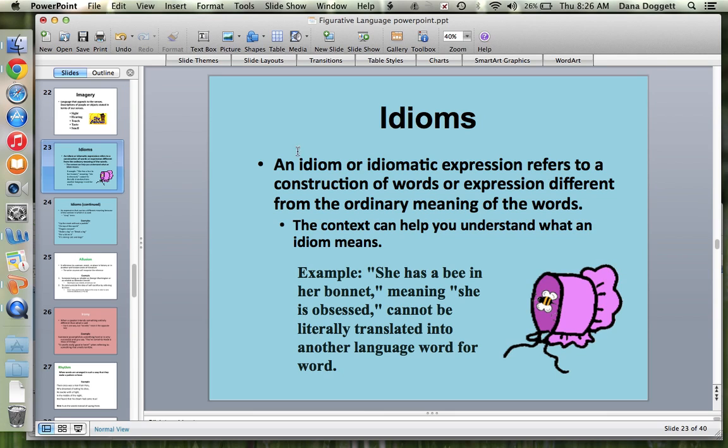Idioms. An idiom or an idiomatic expression refers to a construction of words or expression different from the ordinary meaning of words. The context can help you understand what an idiom means. So, for example, she has a bee in her bonnet means she's obsessed. And it doesn't literally mean she has a bee in her bonnet. You can see how this would be confusing if you were learning another language.